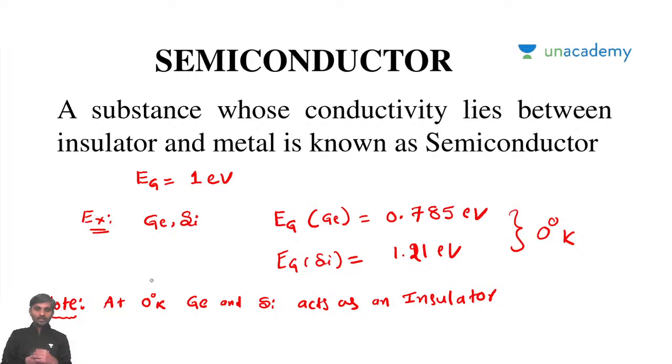Similarly, the electron will also do the same. As the temperature increases, the energy gap between valency band and conduction band will decrease. So when the energy gap decreases, the electron can easily jump from the lower energy level to the higher energy level, that is, from valency band to conduction band. This point you should remember.